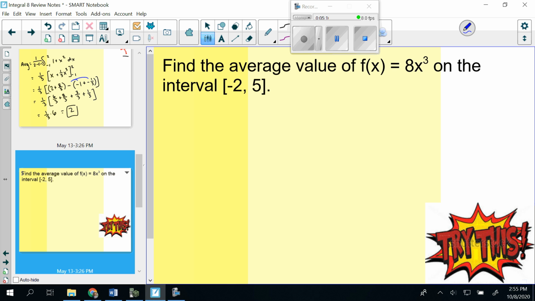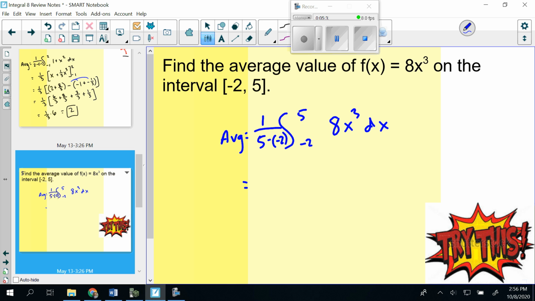All right, hopefully you've had a chance to try here. You should have set it up as average here is going to equal 1 over 5 minus negative 2. We want to integrate from negative 2 to 5 of our function here. That's going to end up being 1 over 7 here. So basically we got to divide by 7 because that's the distance from here to here. If you wanted, this is also a constant. We could pull that out as well. So if you want to pull the 8 out, you didn't have to. It should come out the same either way. I'm going to in this case.